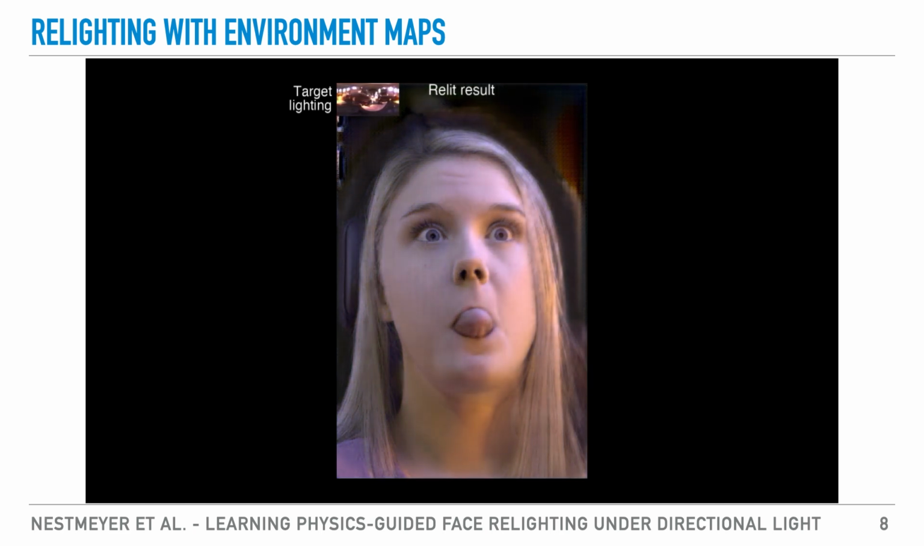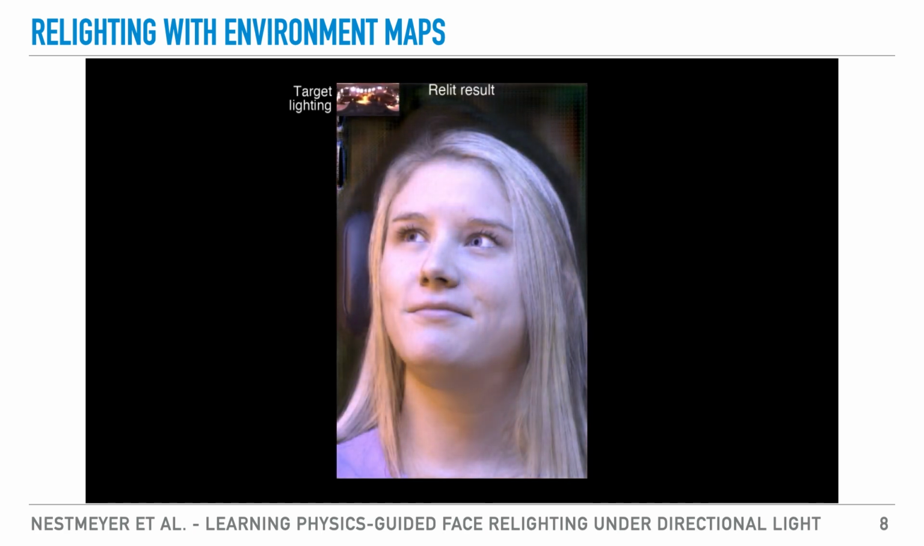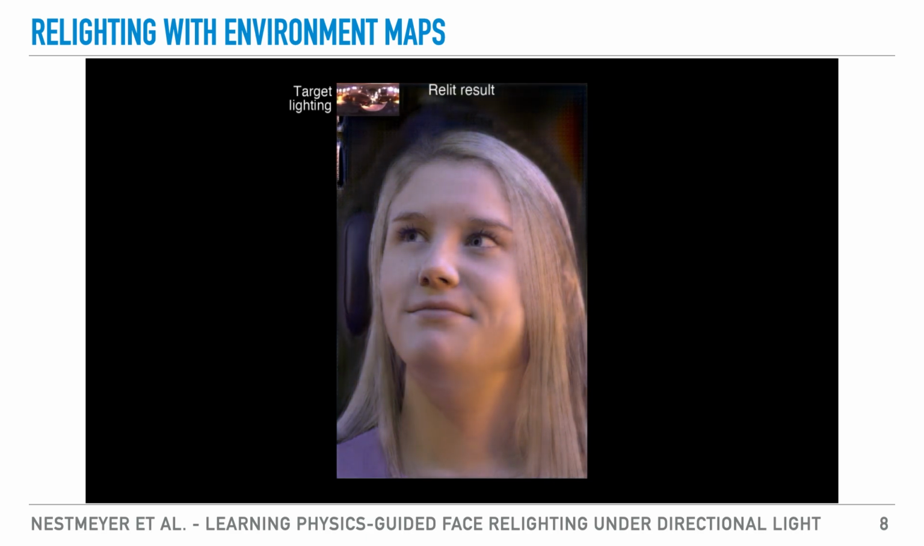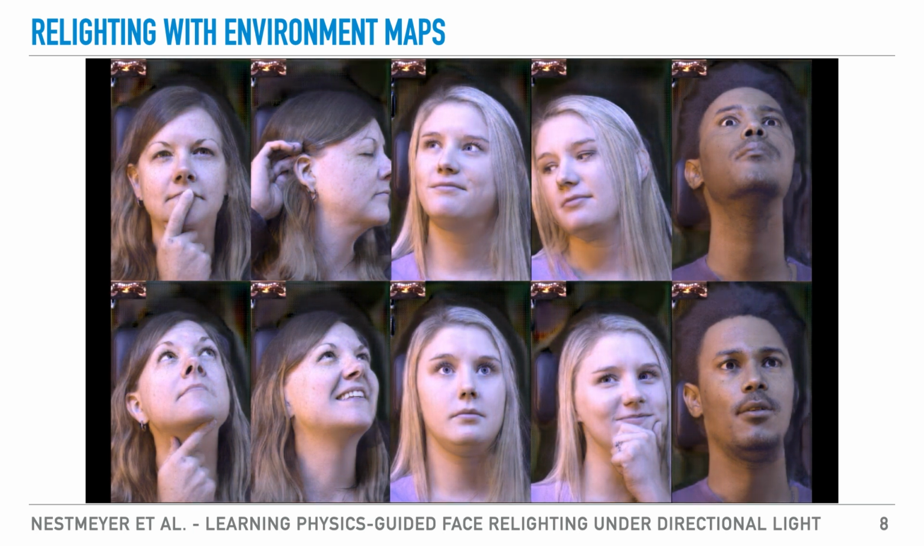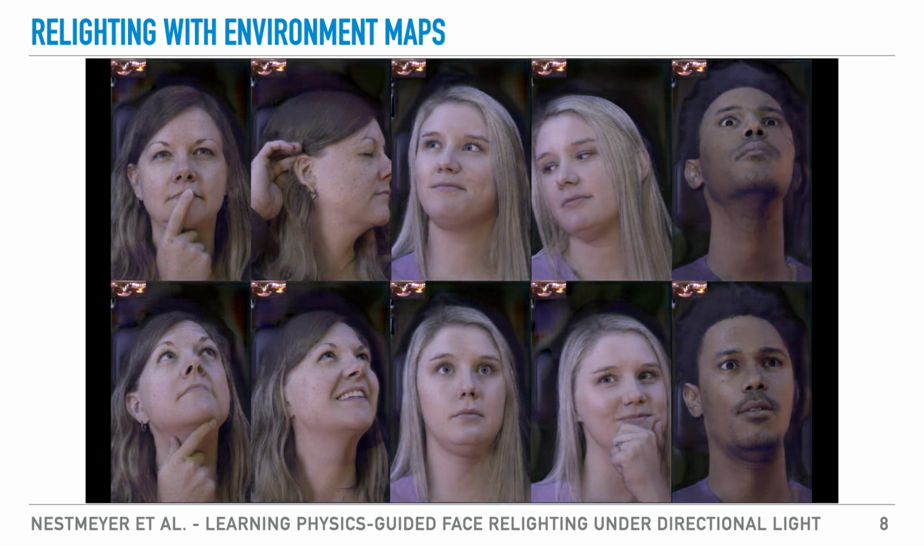This clearly demonstrates that the assumption of a single target light direction is not a limitation, but a benefit of our work. We further demonstrate relighting of subjects occluding their faces with hands, subjects assuming non-frontal head poses, and a test subject with dark skin color, all relit with the same environment map.